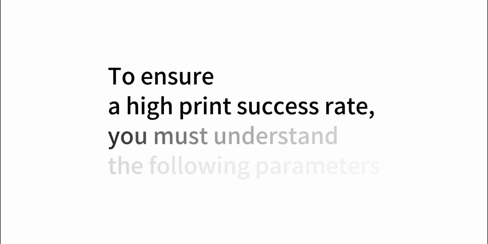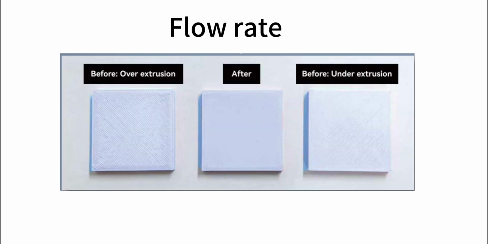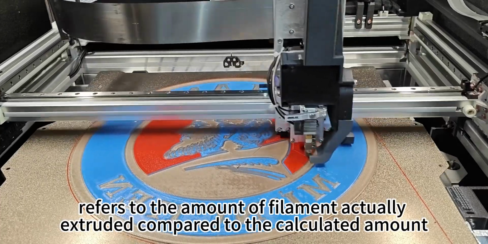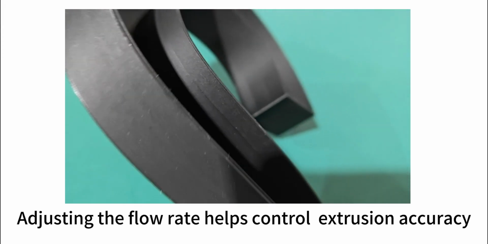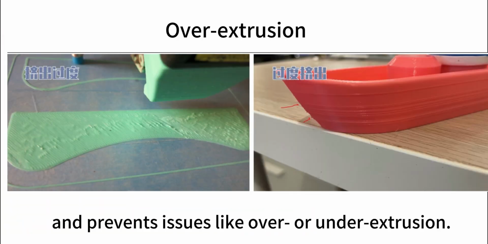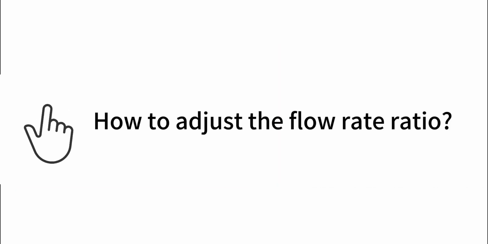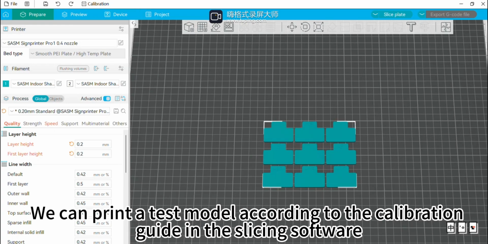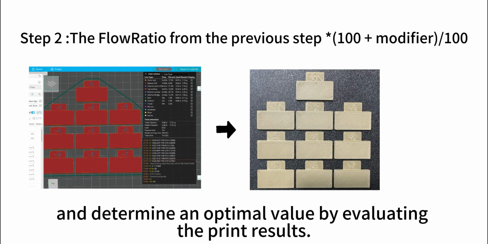To ensure a high print success rate, you must understand the following parameters. Flow rate. Flow rate in FDM 3D printing refers to the amount of filament actually extruded, compared to the calculated amount. Adjusting the flow rate helps control extrusion accuracy, improves layer adhesion, and prevents issues like over or under extrusion. How to adjust the flow rate ratio? We can print a test model according to the calibration guide in the slicing software and determine an optimal value by evaluating the printing results.